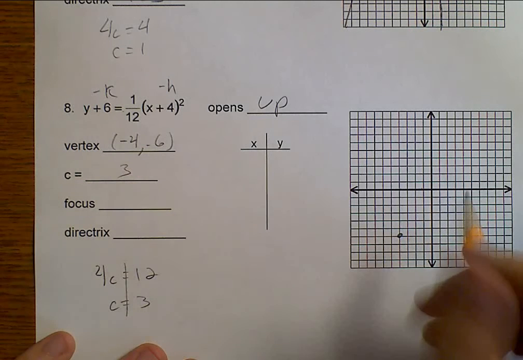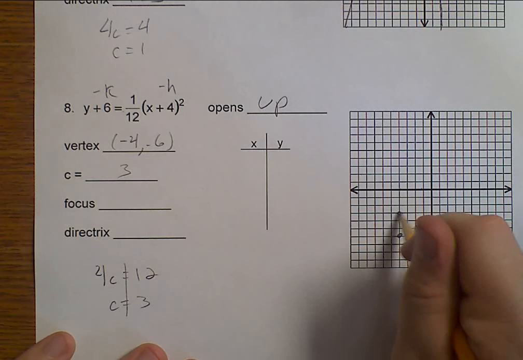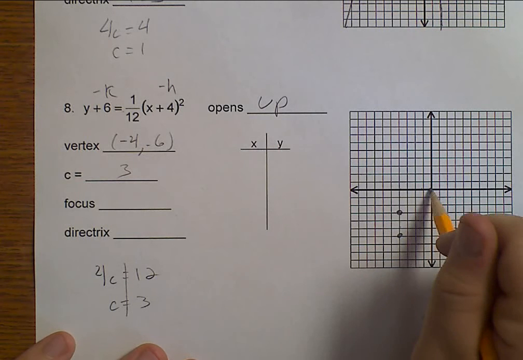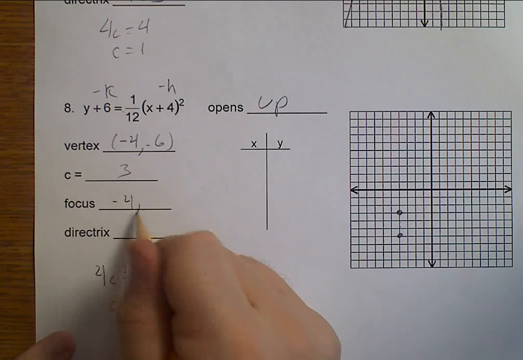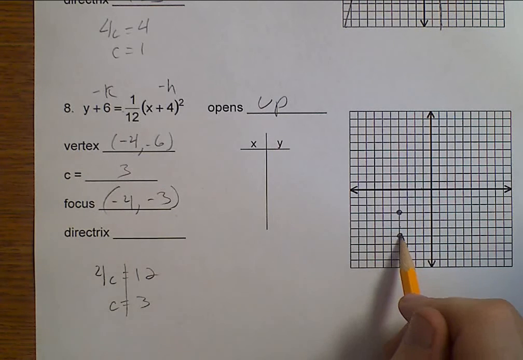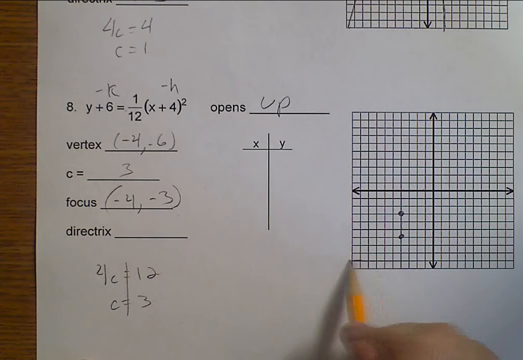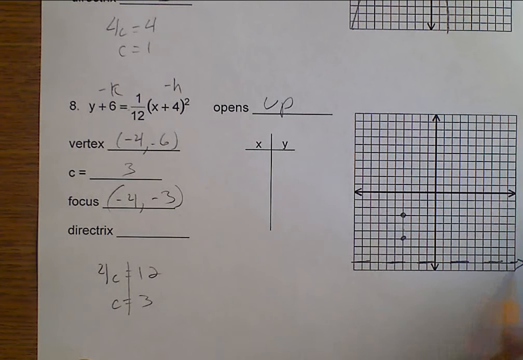So I go 3 above for my focus. 1, 2, 3 above. That would be negative 4, negative 3. And my directrix, I go 3 below. 1, 2, 3. And so this is at y equals negative 9.